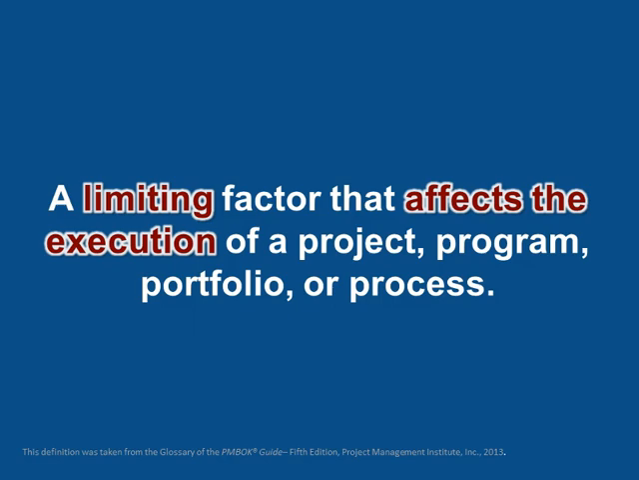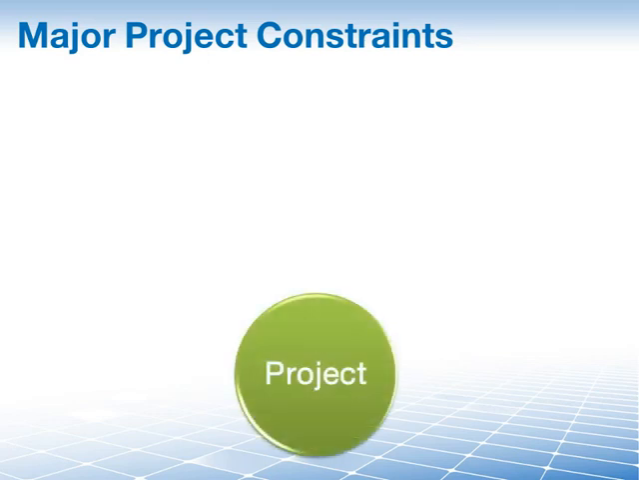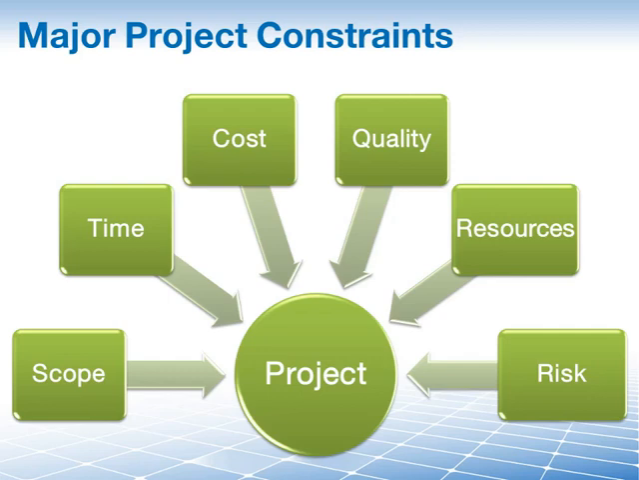According to the PMBOK guide, a constraint is a limiting factor that affects the execution of a project, program, portfolio, or process. Although there can be many factors that limit the effective execution of a project, there are 6 major factors or constraints that affect the majority of projects and actually compete with each other on most projects most of the time. So, constraints will influence practically every single area of your project's processes. The PMBOK guide specifically lists 6 constraints that you must effectively manage. They are scope, time, cost, quality, resources, and risk.